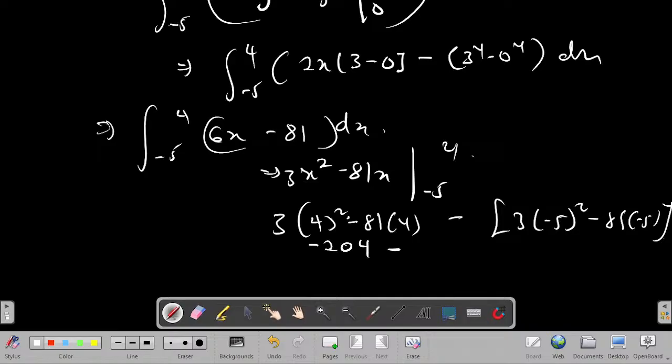Now negative 5 squared is 25, right? So 25 times 3 is 75, plus 405 times... that's 115. So what are you getting? So negative 319. That's your answer.